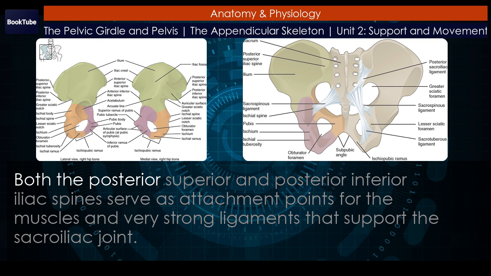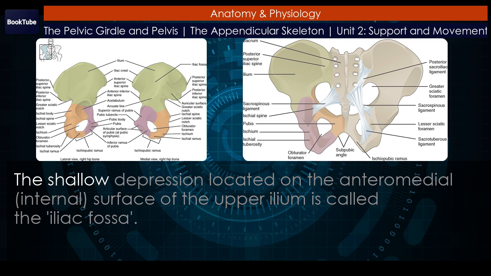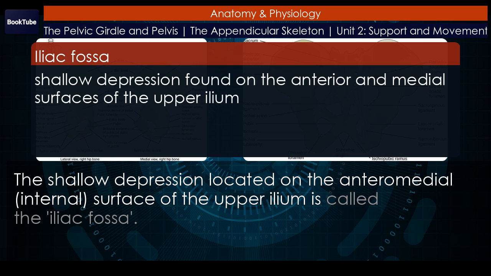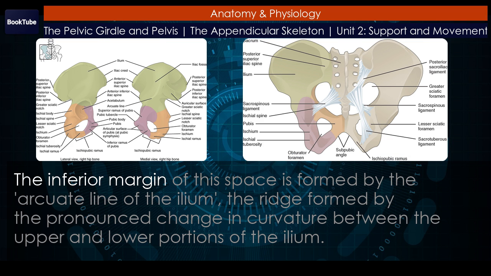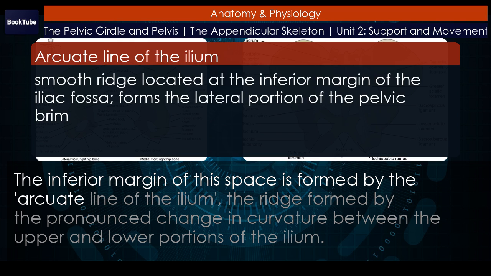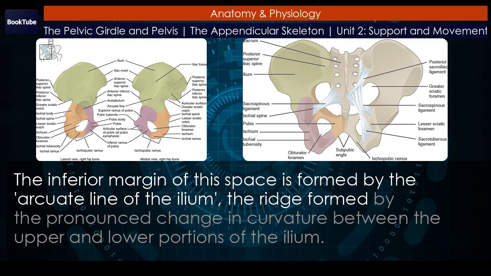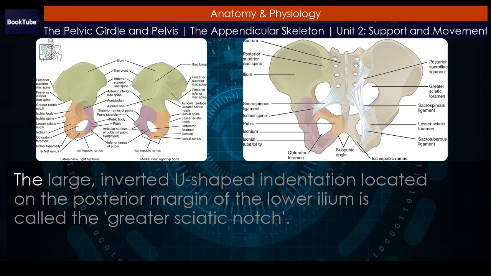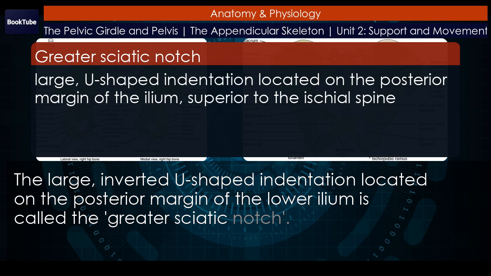Both the posterior superior and posterior inferior iliac spines serve as attachment points for the muscles and very strong ligaments that support the sacroiliac joint. The shallow depression located on the anteromedial, internal, surface of the upper ilium is called the iliac fossa. The inferior margin of this space is formed by the arcuate line of the ilium, the ridge formed by the pronounced change in curvature between the upper and lower portions of the ilium. The large, inverted U-shaped indentation located on the posterior margin of the lower ilium is called the greater sciatic notch.